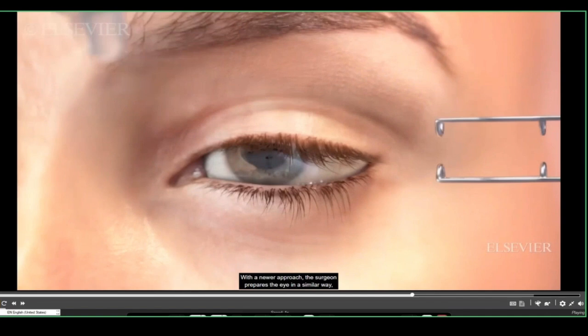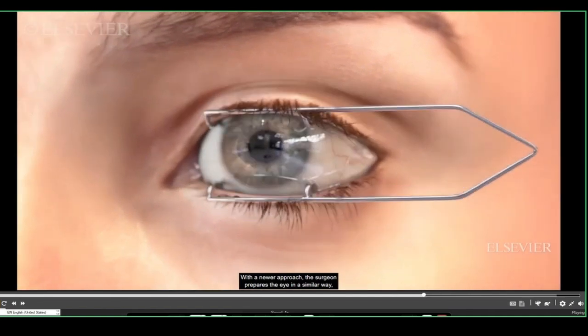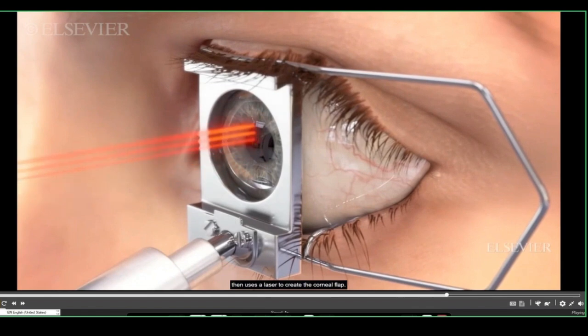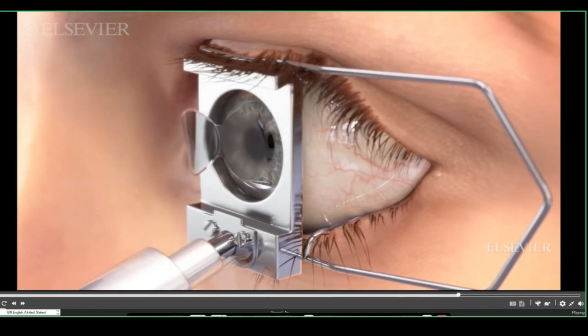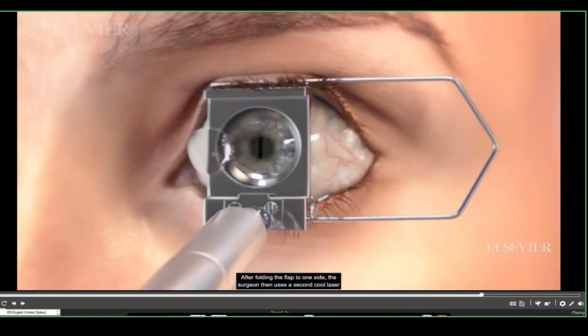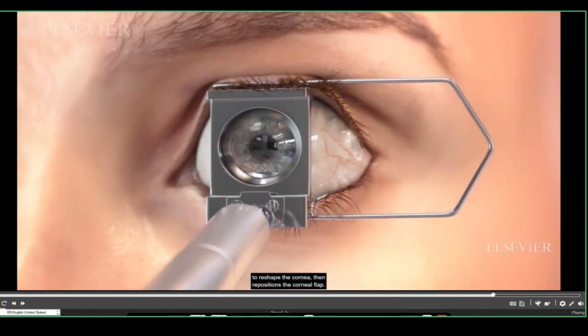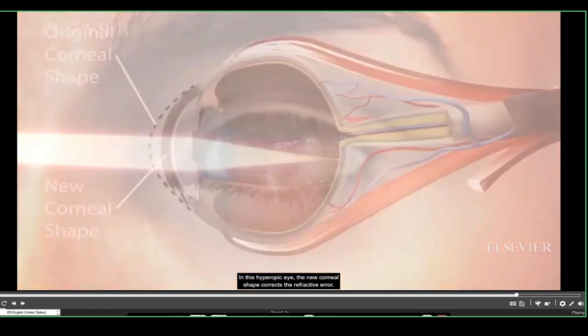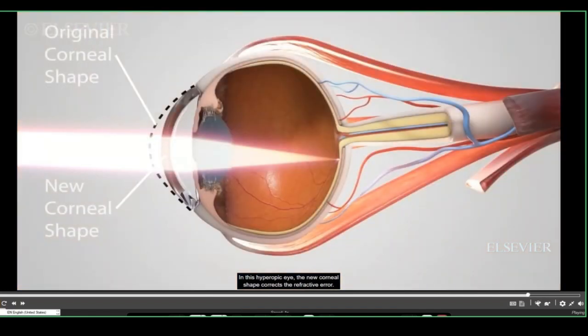With a newer approach, the surgeon prepares the eye in a similar way, then uses a laser to create the corneal flap. After folding the flap to one side, the surgeon then uses a second, cool laser to reshape the cornea, then repositions the corneal flap. In this hyperopic eye, the new corneal shape corrects the refractive error.